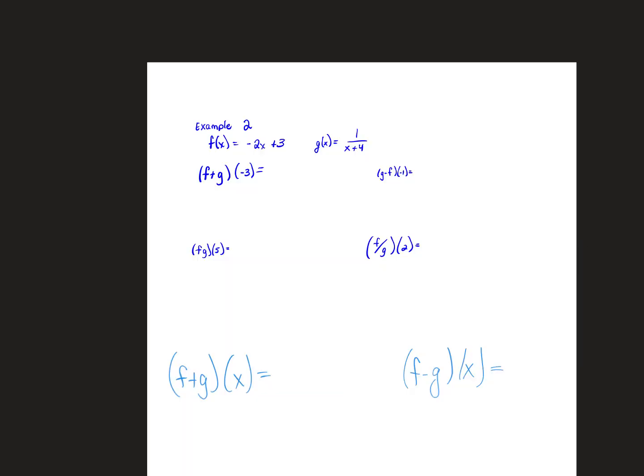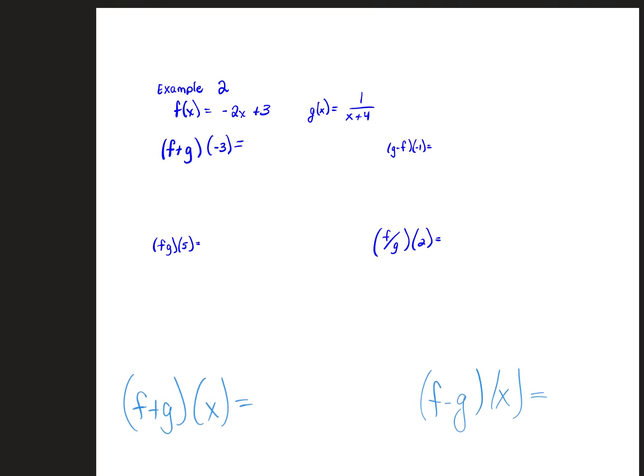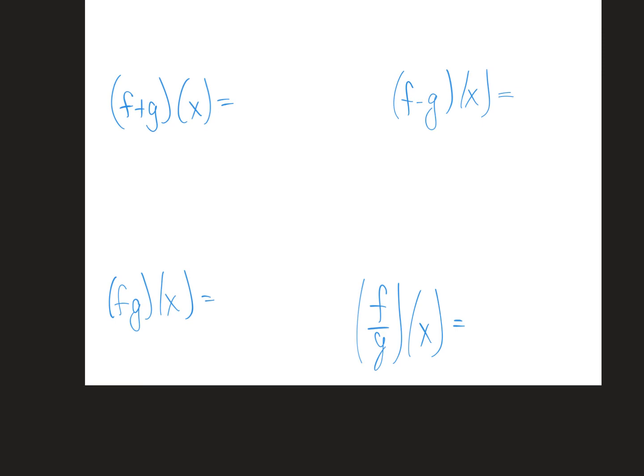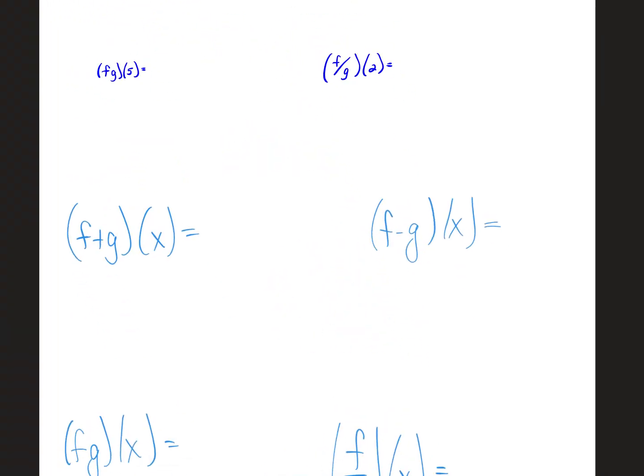Example. All right, example 2, I have with numbers, but I'm going to first do example 2 in terms of x. So if you want to rewrite it, you can, or you just follow along with what I'm doing. My f function is negative 2x plus 3, right? And what's my g up at the top there? 1 over x plus 4, okay.